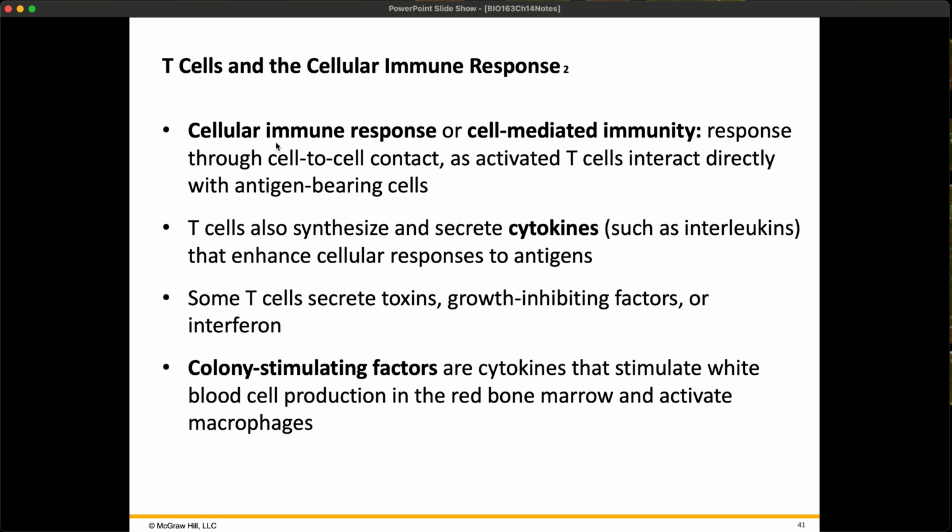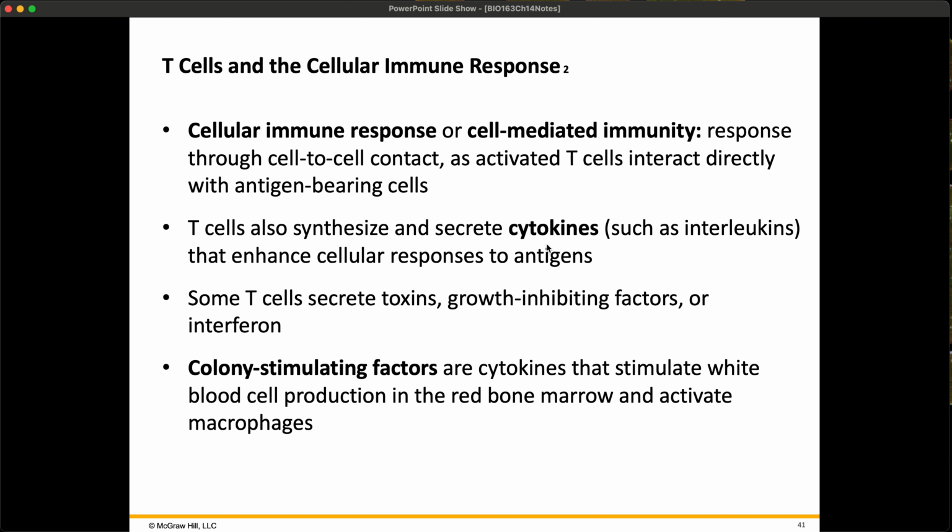So this is the cellular immune response, or cell-mediated immunity. It's both the same things. The response works directly through cell-to-cell contact, as activated T cells interact directly with antigen-bearing cells. So the cell-to-cell contact it's talking about is between a T cell and an APC, like a macrophage or a B cell, not cell-to-cell meaning T cell and pathogen. Those two things do not directly interact, except that the T cells are going to secrete toxins to destroy those pathogens.